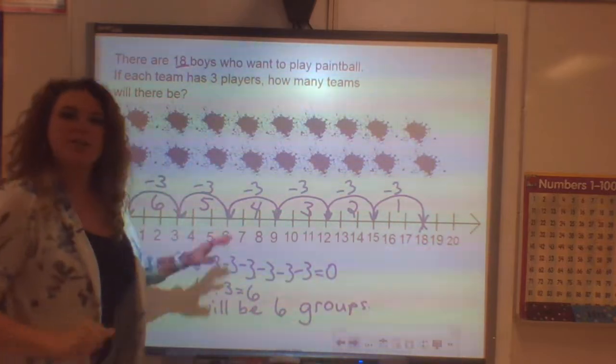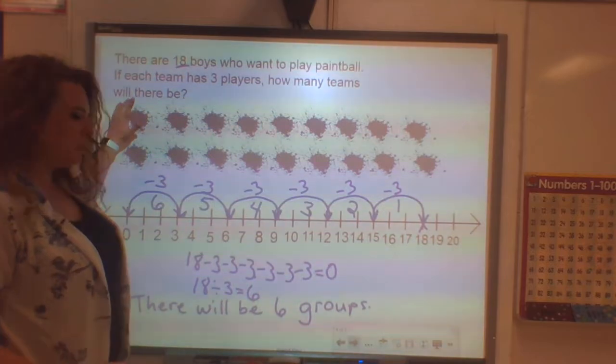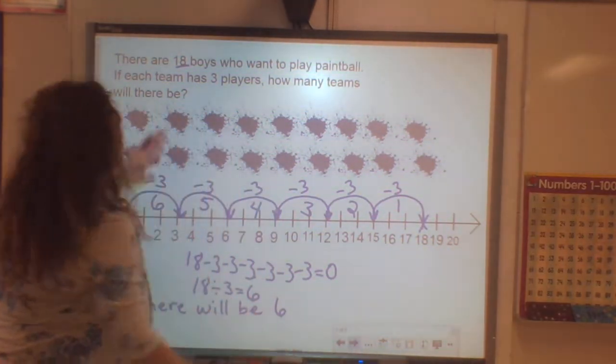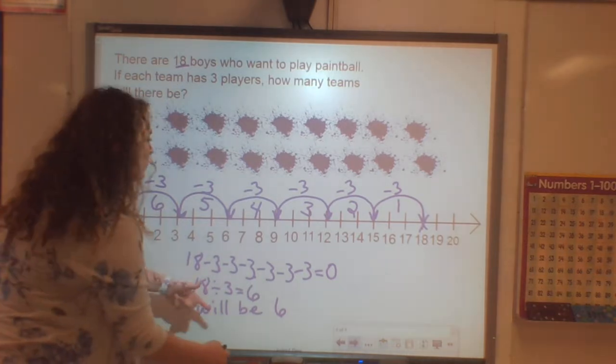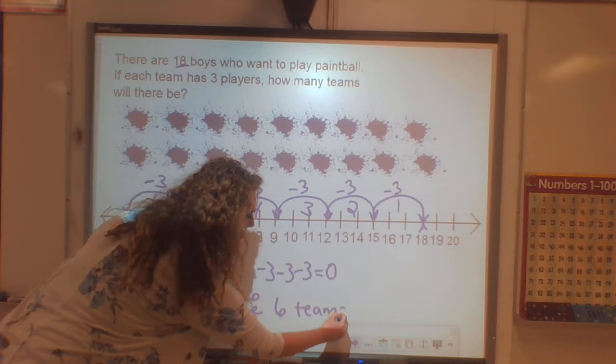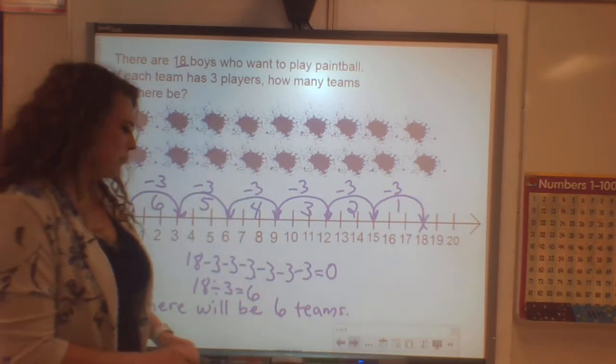Remember, very important when you're answering your problem-solving questions, answer the question, how many teams will there be? Oh, I guess I better use the same words. How many teams will there be? There will be 6 teams. Let's be even more specific. That's why it's good to go back over the question and read it. Okay, so this is what it's going to look like for a problem-solving question.